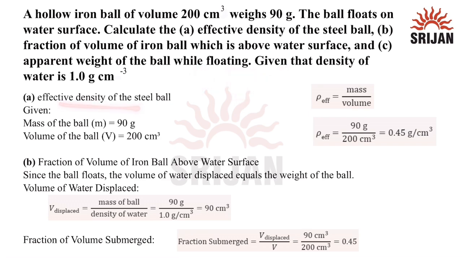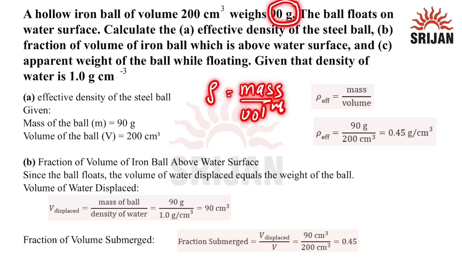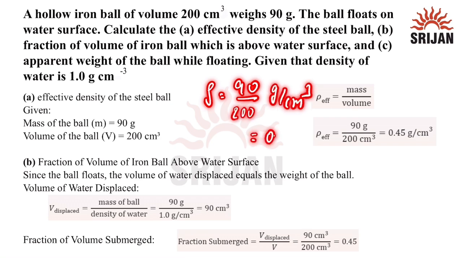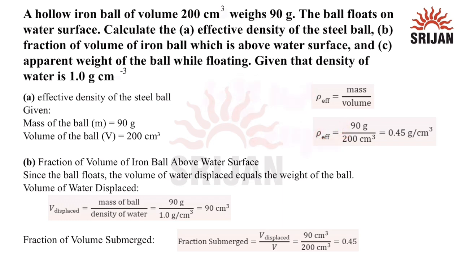Now, for the effective density of the steel ball, we know that density is equal to mass upon volume. We have been given the mass as 90 gram and volume as 200 cm³. So the density would be 90 divided by 200 gram per cm³, that is 0.45 gram per cm³.